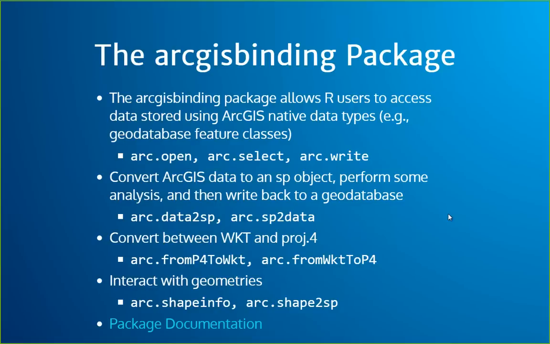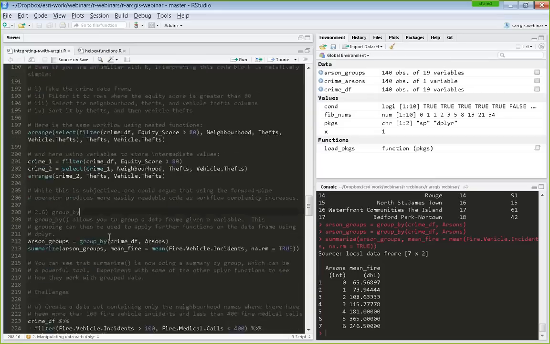Lastly, you can convert between Wicket and Proj4 projection strings using arc.fromP4ToWKT and the other way around, and also interact with geometries using arc.shapeinfo and arc.shape2sp. So this is only if you want to work exclusively with geometries and not with any of the attribute data. So let's go right back into our RStudio, and now we're going to work with some spatial data.